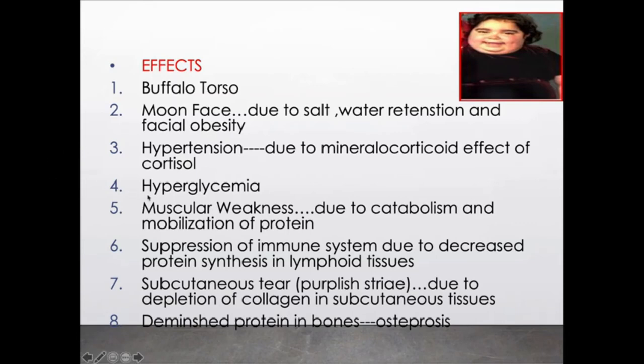If it is so much, then it can lead to adrenal diabetes. Muscular weakness, why? Because we have discussed already that cortisol causes increased catabolism of the muscle and it decreases the synthesis of the muscle, and it mobilizes the amino acids from the extrahepatic tissue, for example muscular tissue and lymphoid tissue, to the liver.